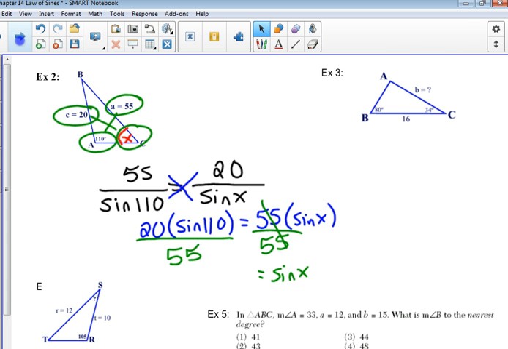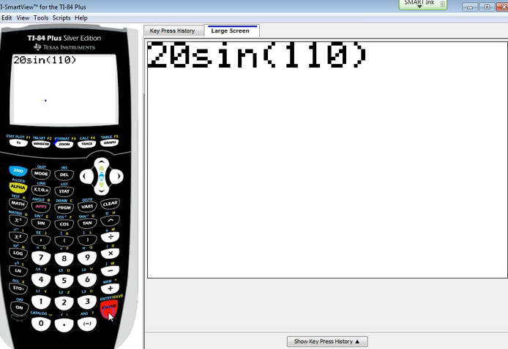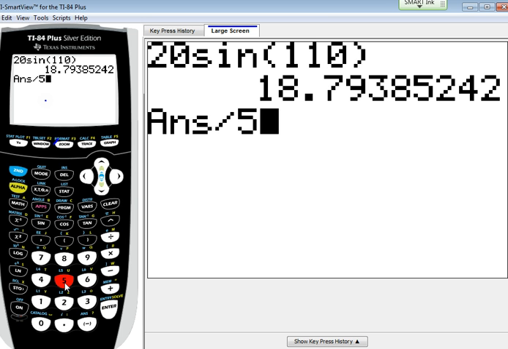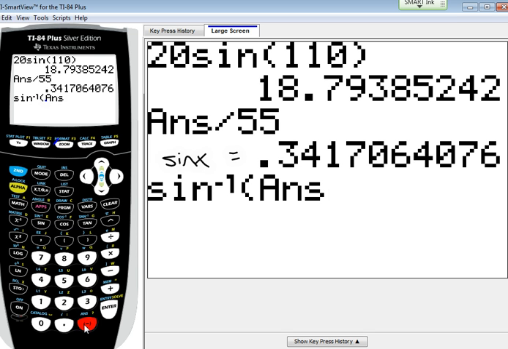20 times sine 110. Should I get something like this? Yeah. Okay, so this is what sine x equals. Everybody always forgets this: that x is a missing degree, a missing angle. Good job. Yep, nice work. So then I would use the second sine, and put this whole answer right in. Use that second function.